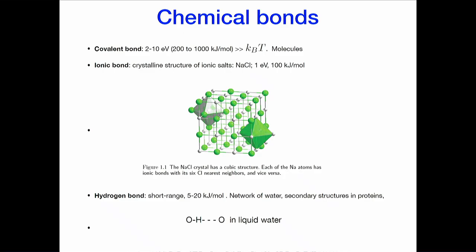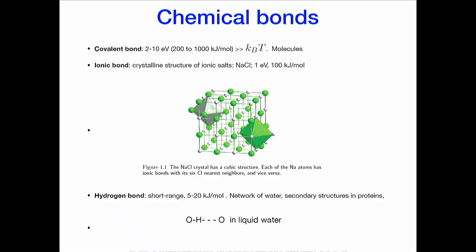So this is described quantum mechanically. The interaction is really a Coulomb interaction mediated by electrons. And it's very strong. What's important to know is that the order of magnitude is very large. And so in most cases, you can forget it, it's like an unbreakable bond. It's fixed, and you don't worry about it at room temperature because the energy of these covalent bonds is much larger than kBT, where T is 300 K, which is the ordinary temperature.